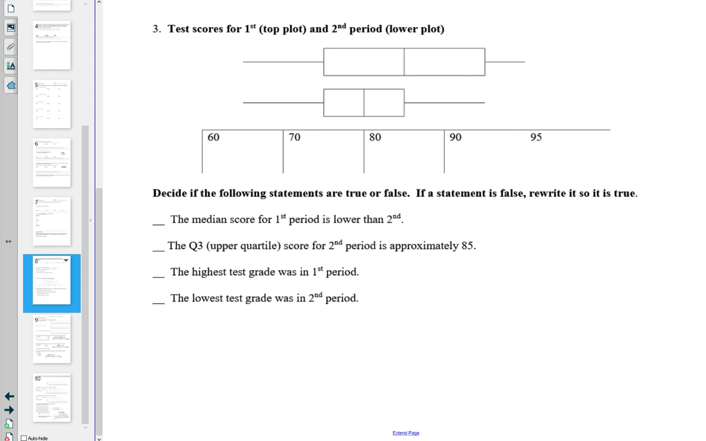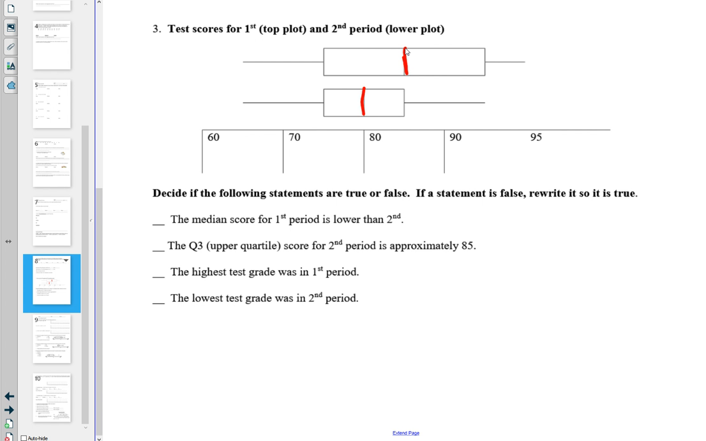Fun. Okay. So the median score for first period is lower than the median for second period. On a box and whisker plot, where do you find the median? Where do you find the median on a box and whisker plot? Yeah, find the middle of the box. It's in the middle of the box. So the median for the top one, it looks around 85-ish. Median for the bottom one is at 80.